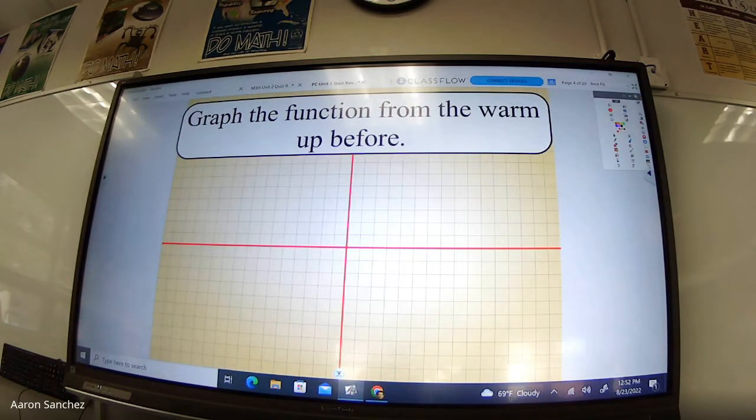Graph paper. You guys got to get graph paper. I told you guys to get graph paper. Did I say that? Yes, I did. Get graph paper. It's going to help you so much. You can do all problems on graph paper. All right, go ahead and graph it.